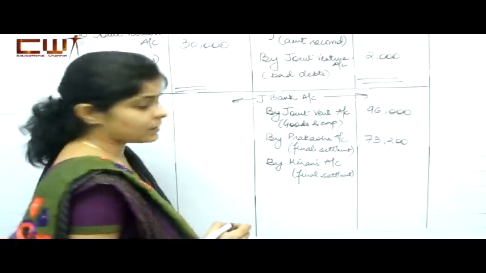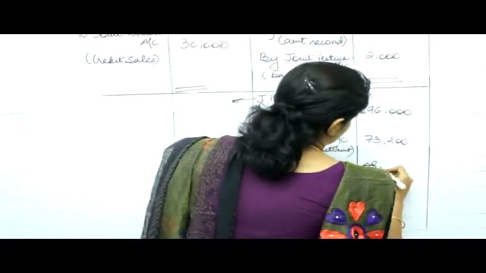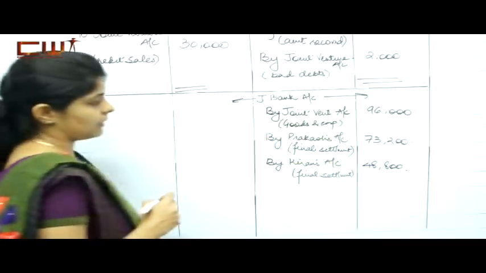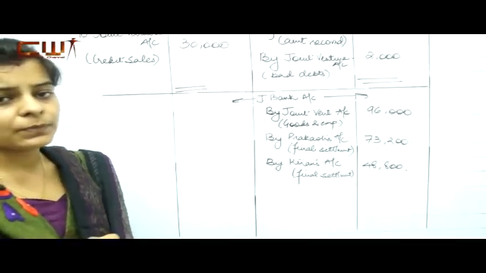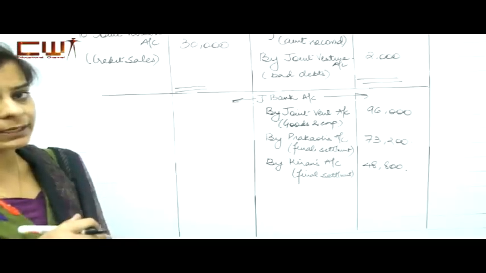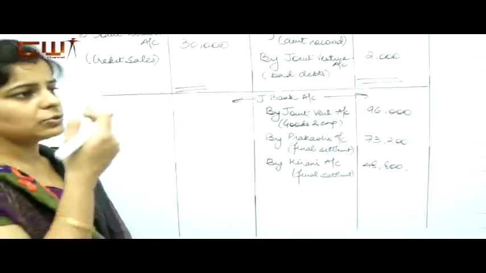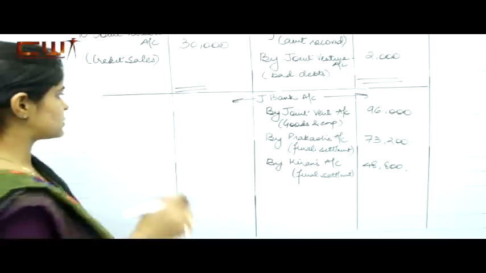How much? 48,800. 48,800 is Kiran's final settlement account. Next, what all did you do? You had the contribution, that is money getting into the business. What was that entry? Joint bank account to Prakash's account.